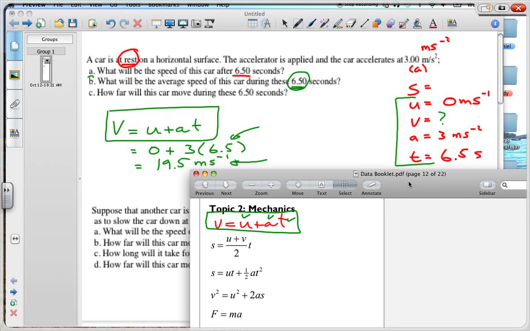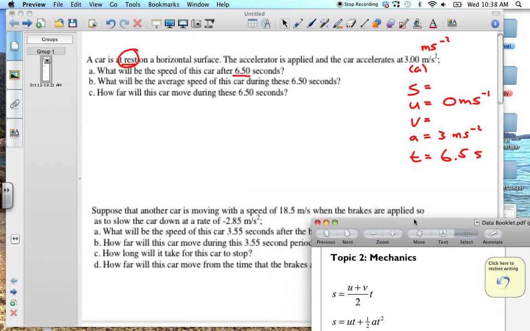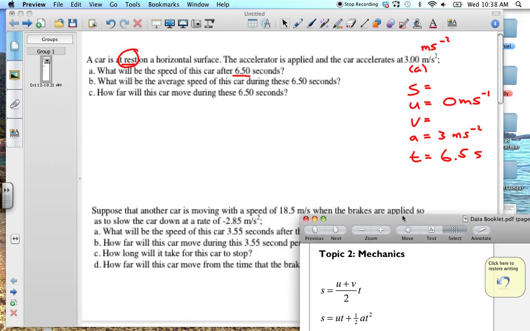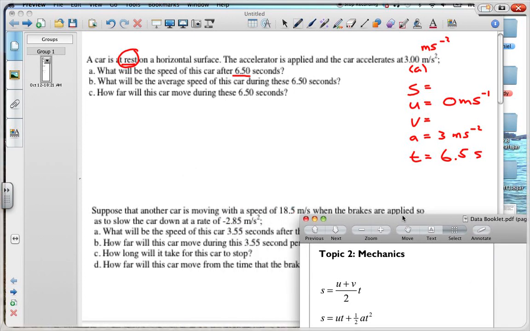The second part over here, B. What will be the average speed of this car during the 6.5 seconds? The average speed, remember, we could write that as v with a little bar. That's u plus v over 2. That would give us our average speed.